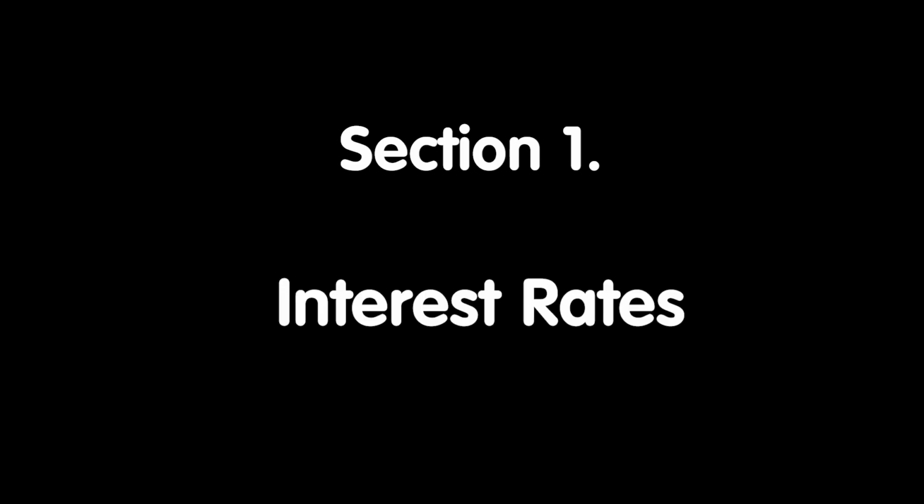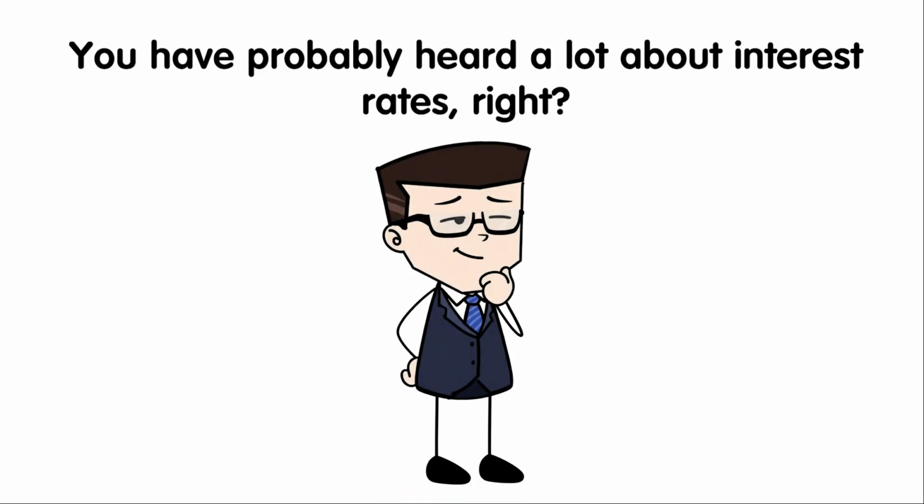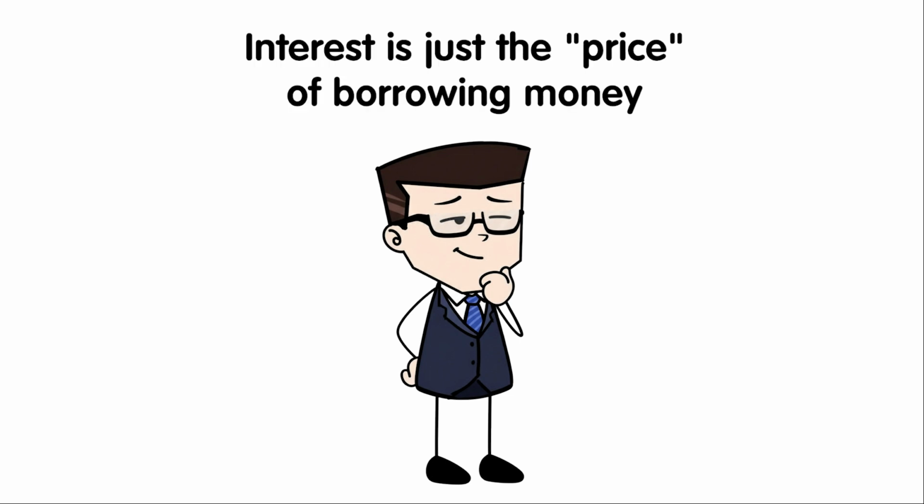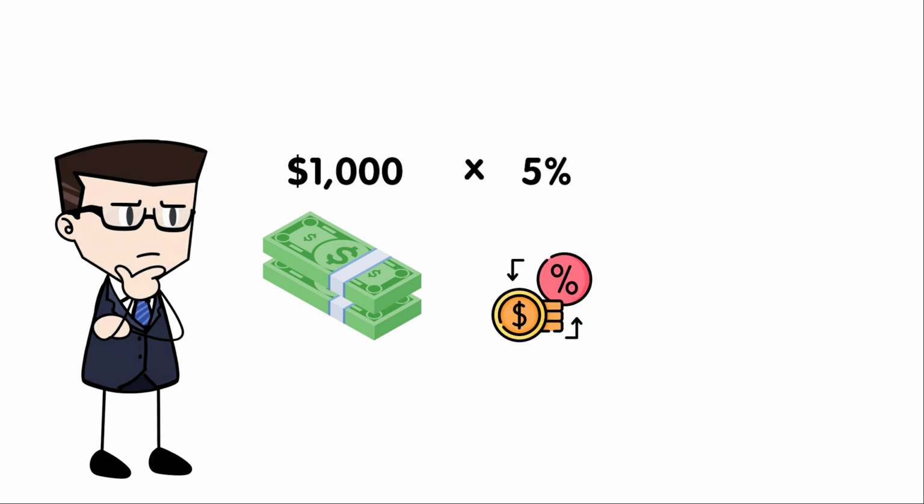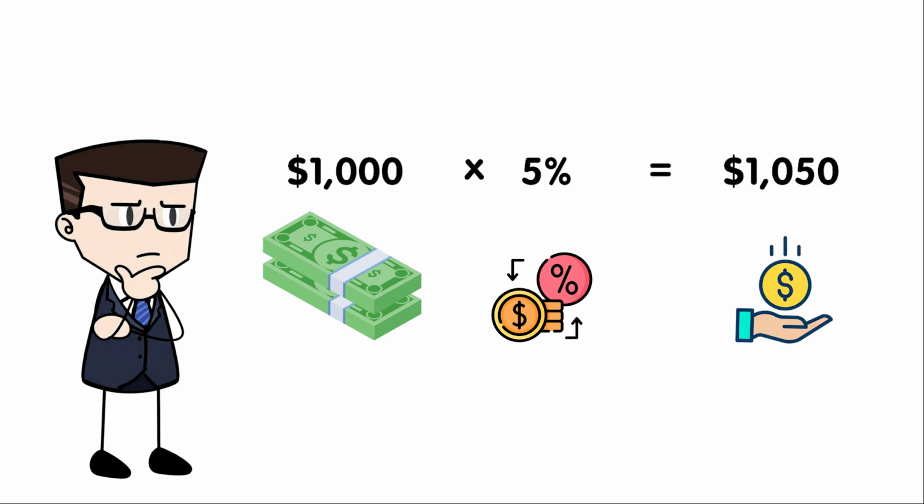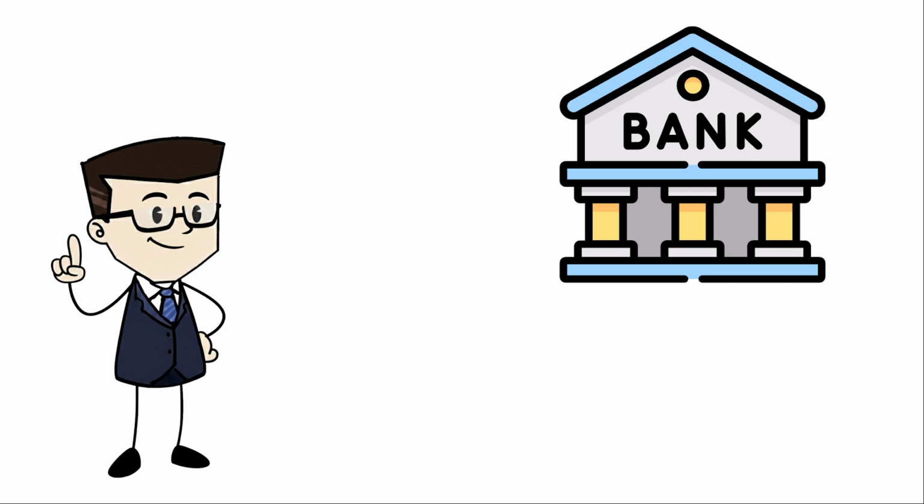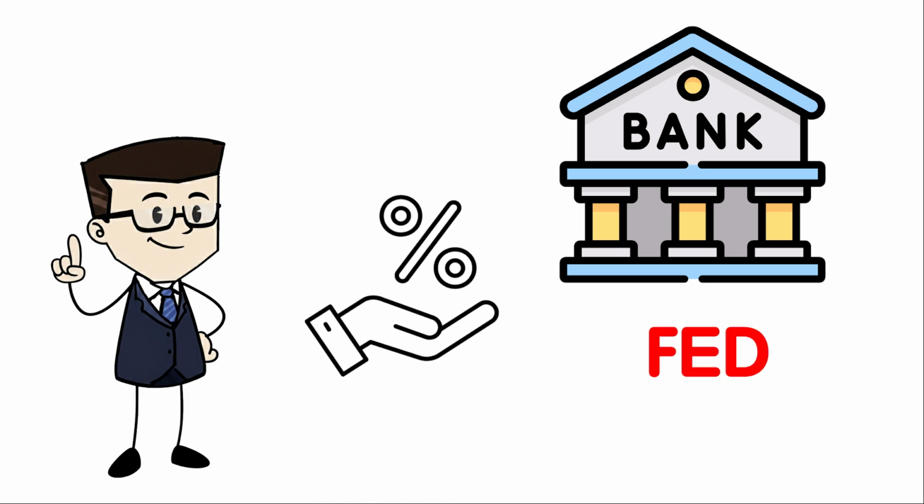Section 1. Interest rates. You've probably heard a lot about interest rates, right? Interest is just the price of borrowing money. For example, if you borrow $1,000 with a 5% interest rate for 1 year, you have to pay back the $1,000 plus $50 in interest. Central banks, like the Fed in the US, are the ones who set the interest rates for their country.